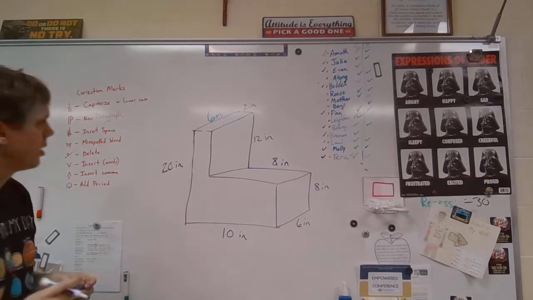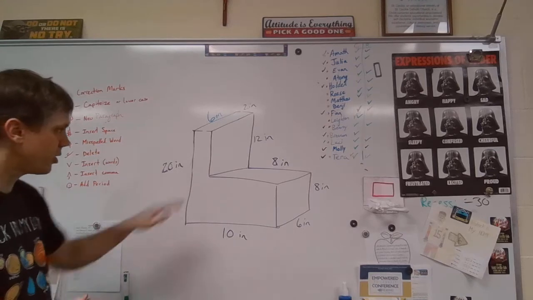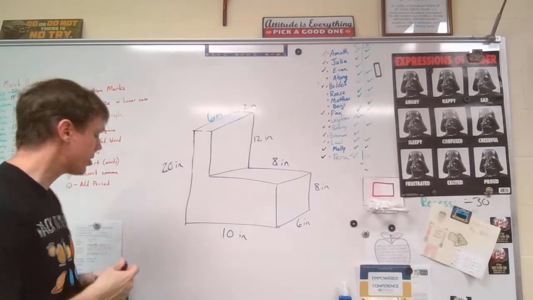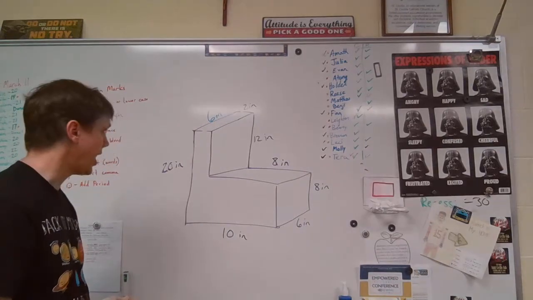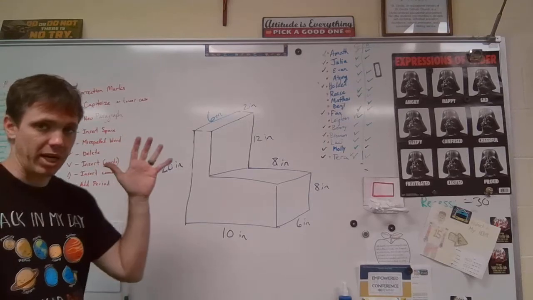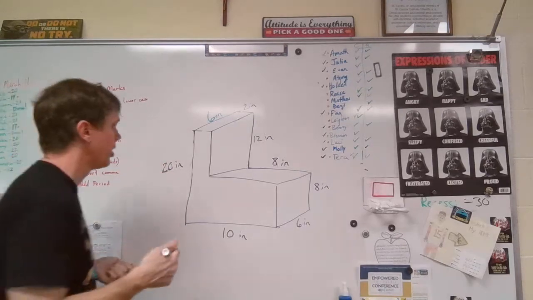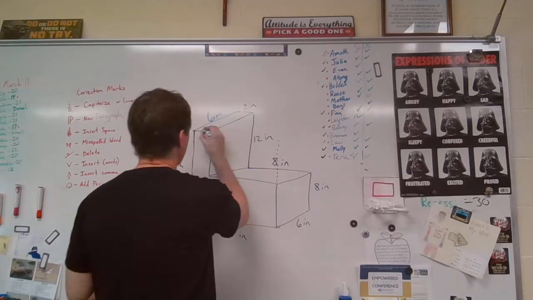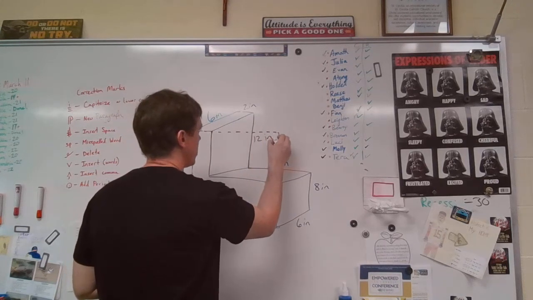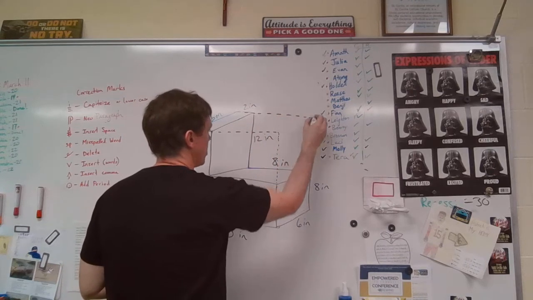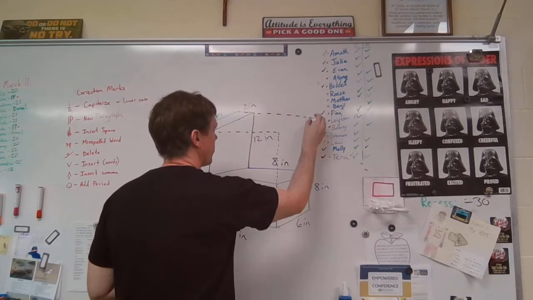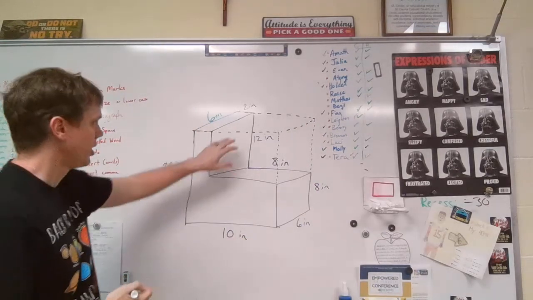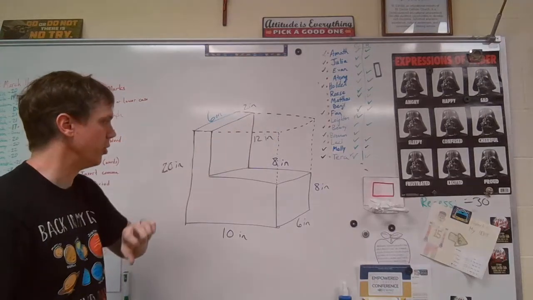Now, we could look at this, obviously, as two boxes sitting on top of each other, right? That's how we did it the first time. But we could just as easily look at this as one big box that has had a chunk pulled out of it. All right, so if we extended this up, this over, this up, and this over, right? Hopefully you can kind of see that there's this extra little box right here that we've removed, okay?